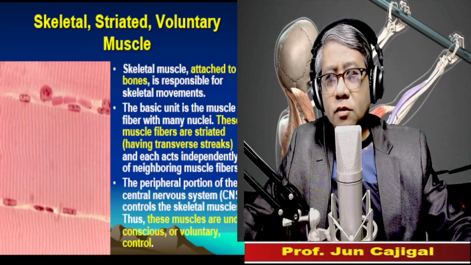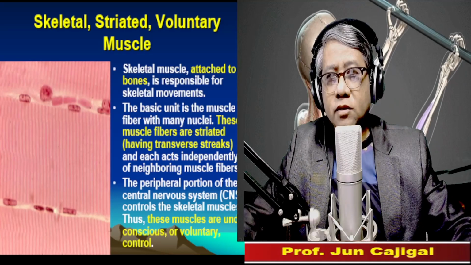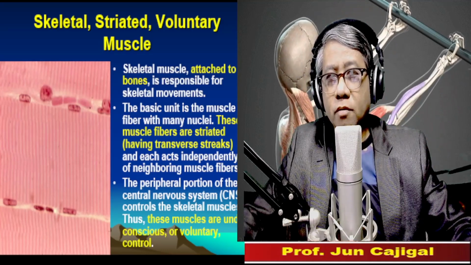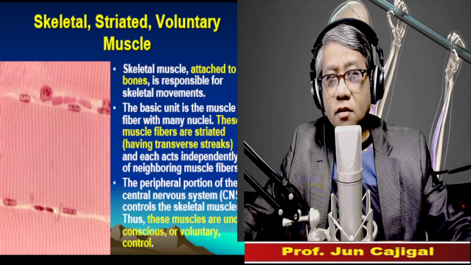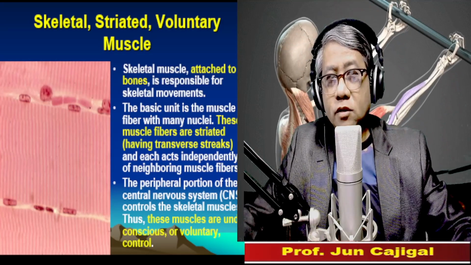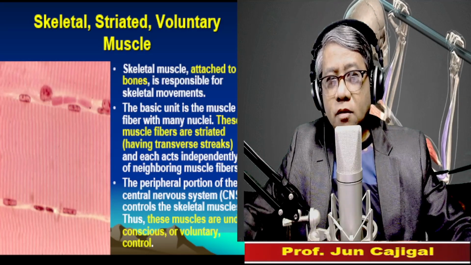So again, this muscle tissue is called skeletal muscle because this type of muscle is attached to our body framework or the skeletal system or to our bones. And if you will look closely under the microscope, this type of muscle has many striations or stripes or transverse streaks. And this muscle is under voluntary control, or it is under the control of the central nervous system.